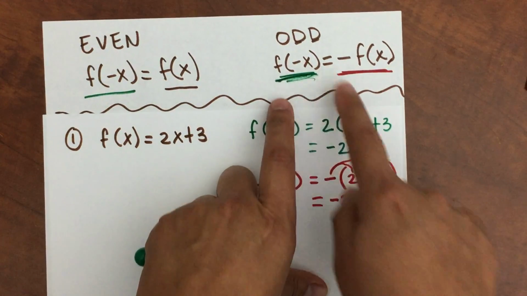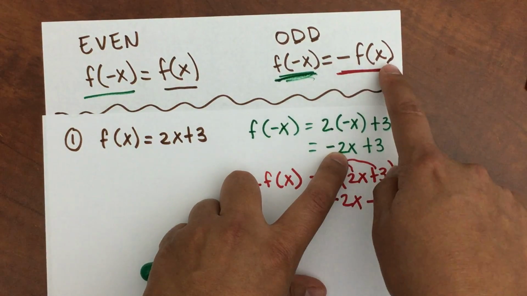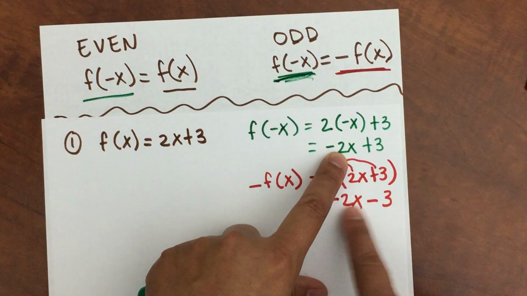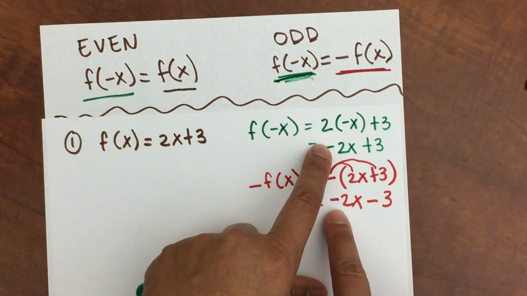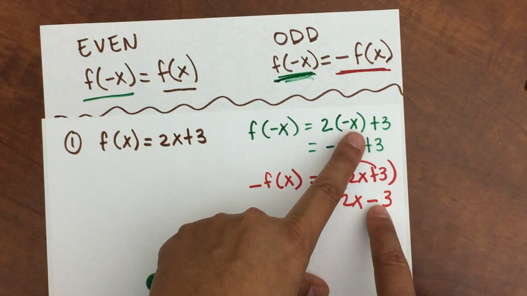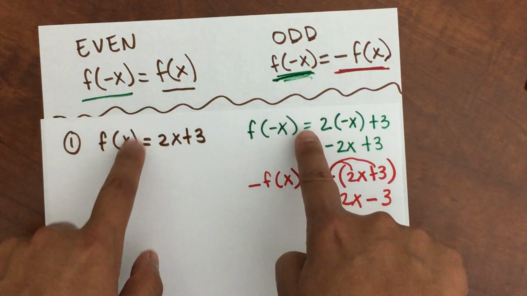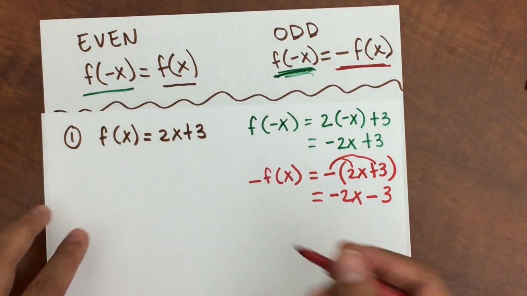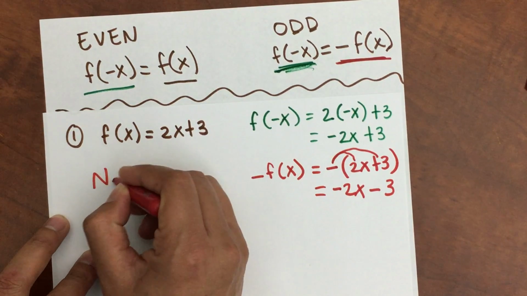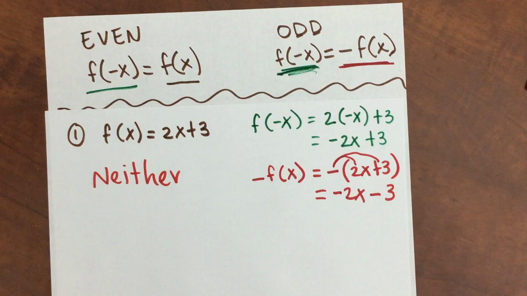So f of negative x is this answer right here, compared to negative f of x, which is this answer right here. Are they the same? No, this is the same, but then in here you have one positive and one negative. So no, it's not even, because these are not the same, and it's not odd because these are not the same. So we're going to put neither.